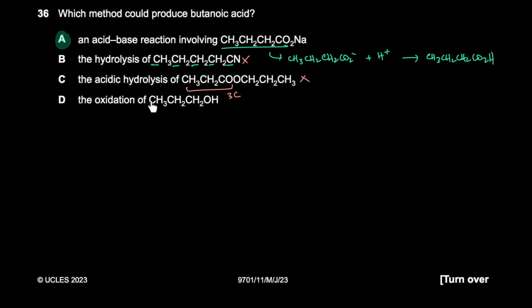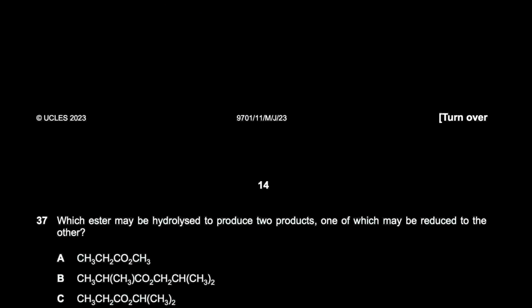And then oxidation of propan-1-ol, again, this is a 3-carbon alcohol. That would give you a 3-carbon acid as well. So that would also give you propanoic acid. So the answer is A.